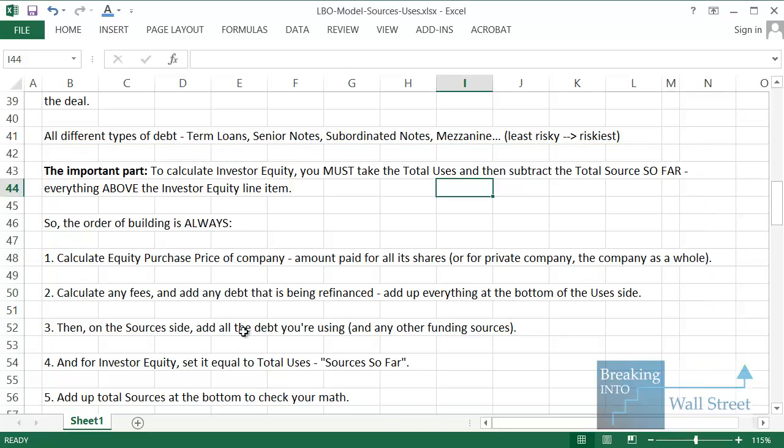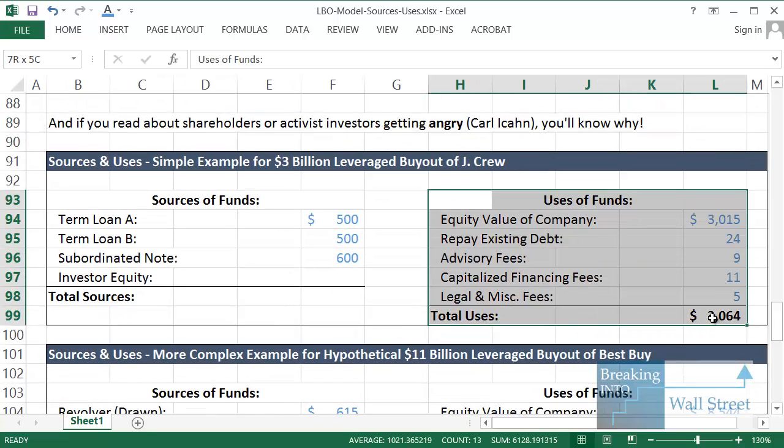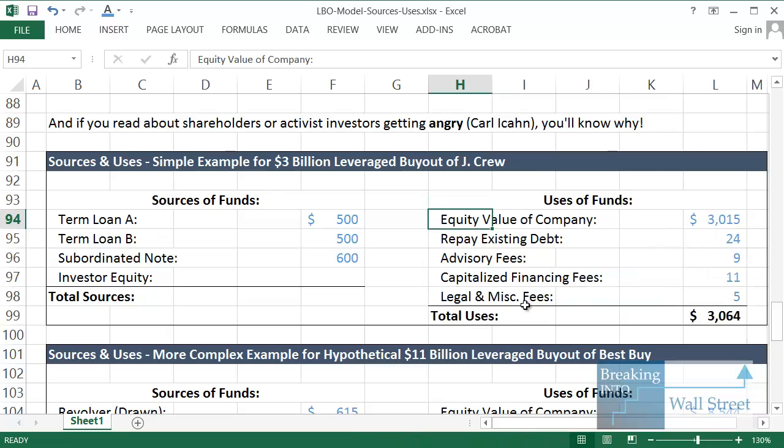So let's see an example of this in action for J.Crew again. Now we've already added up our uses of funds here. We know it costs about just over $3 billion to buy this company and about $24 million to repay their debt.